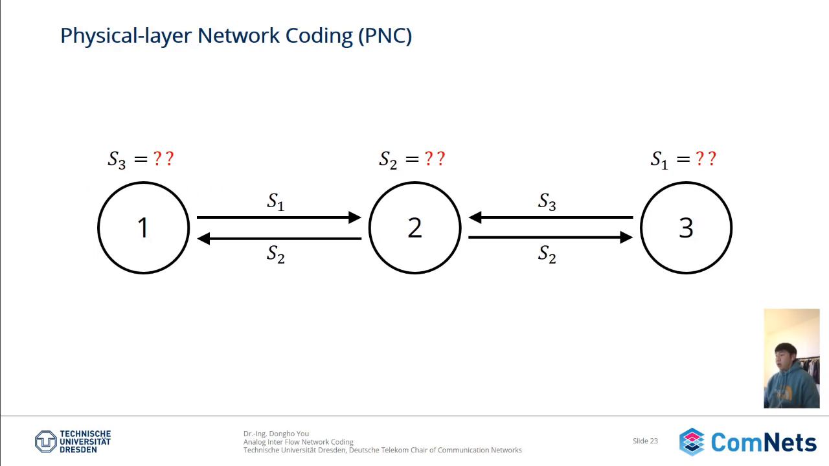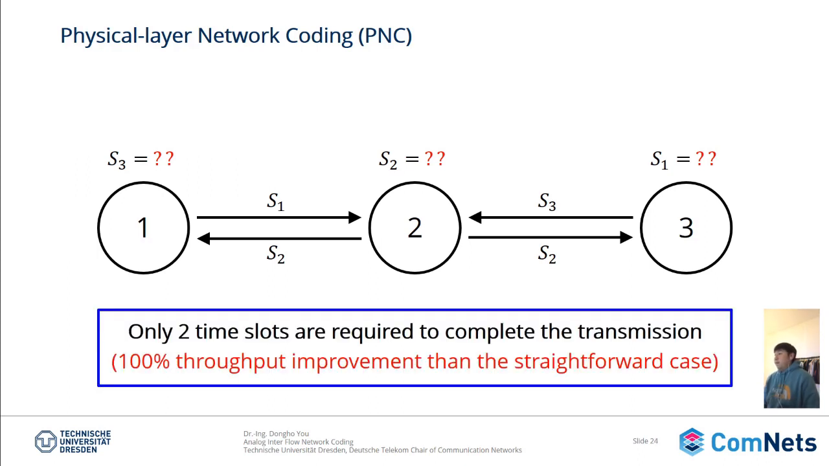Okay, now let's see the details. Anyway, since physical layer network coding can reduce 2 time slots compared to the first case, only 2 time slots are required to complete the transmission. Therefore, 100% of throughput can be improved compared to the straightforward case without network coding.